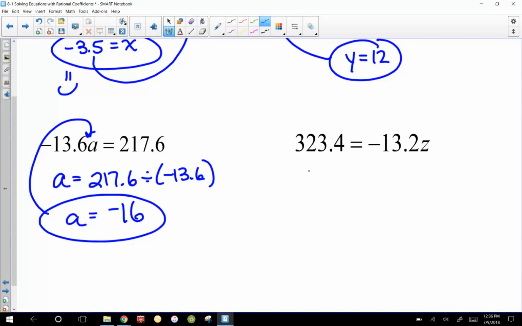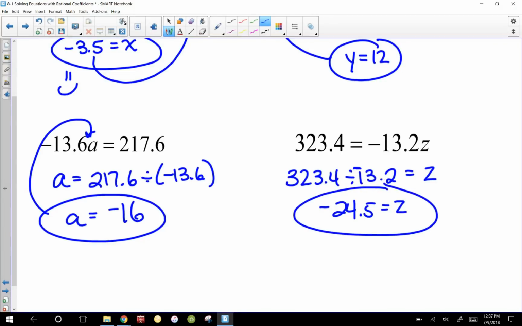And then the last one here on this screen, 323.4 is equal to negative 13.2 times Z. So I'm going to take 323.4 divided by negative, sorry, that should be negative 13.2. That will tell me what Z is, and that is negative 24.5 is Z, and we have solved that equation as well. So there was a bunch of examples with decimals as our coefficients. Again, those are rational numbers.